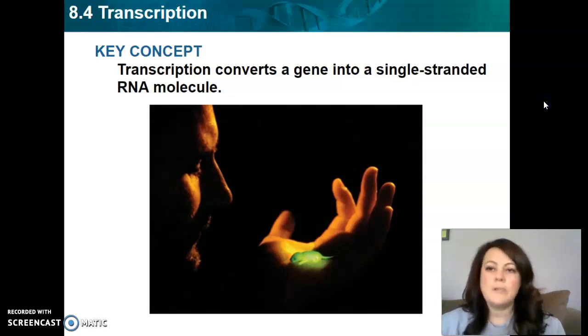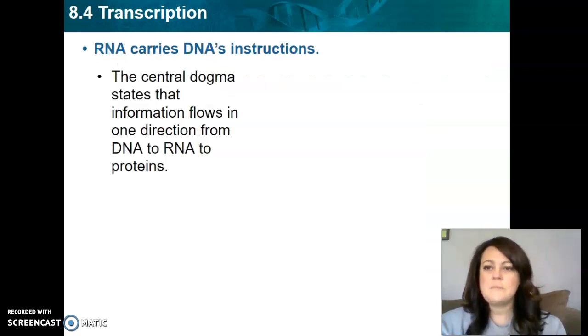Section 8.4 is over transcription. The key concept is that transcription converts a gene, remember, which is a segment of a chromosome, into a single-stranded RNA molecule. We've talked a little bit about DNA. RNA is another nucleic acid, and its job varies depending on the type of RNA molecule it is. We are going to talk a little bit more about messenger RNA in this section.